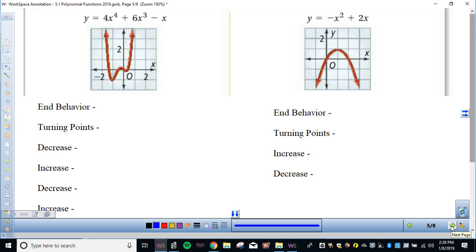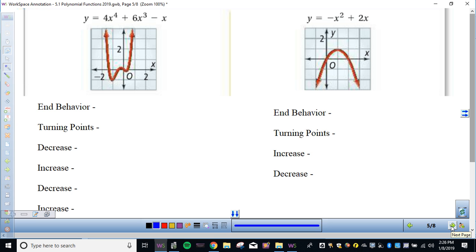So if you look at that first one, the end behavior, you're thinking about arrows on the end. So the end behavior of the first one is up, up. Second one, down, down. Okay, end behavior should be really easy. Arrows on the end, no big deal.